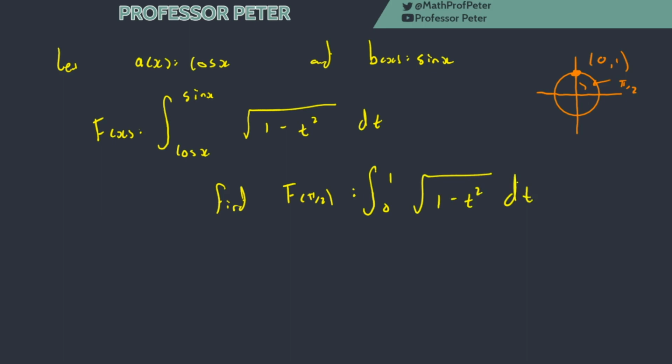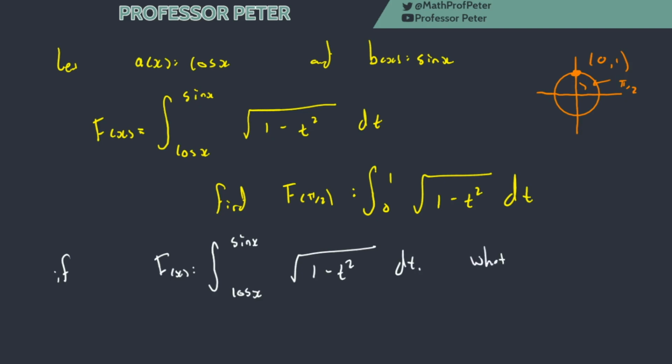So notice, instead of actually integrating this thing using the second part of the fundamental theorem of calculus, we're just going to create this weird bulky function, and if we can find a nice way of writing this function, we'll evaluate that function at pi over 2, and we'll be done. So the question is, if capital F of x is equal to this integral of cosine x up to sine x of the square root of 1 minus t squared dt, what does the fundamental theorem of calculus say about this?